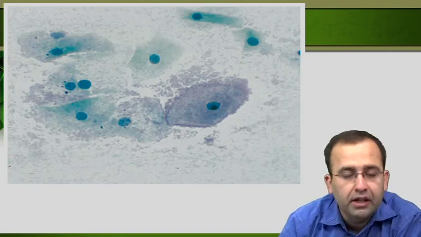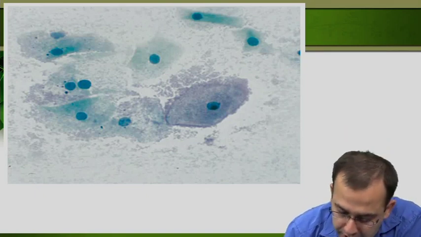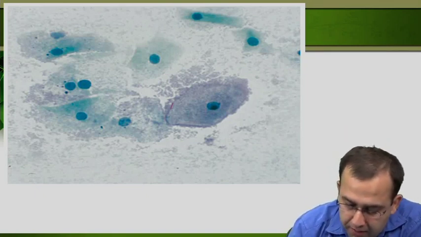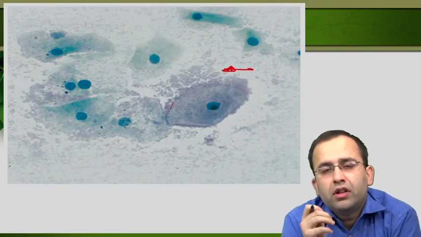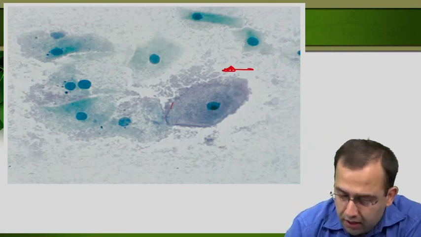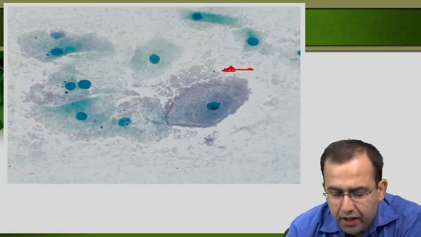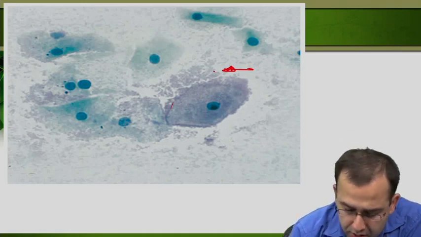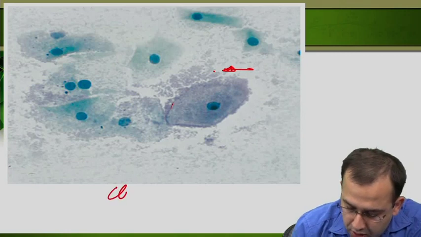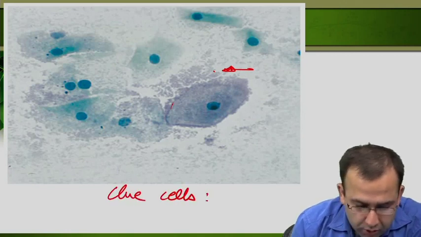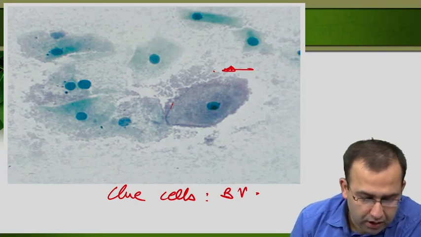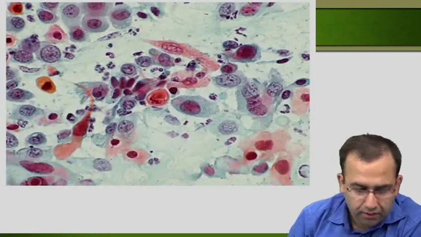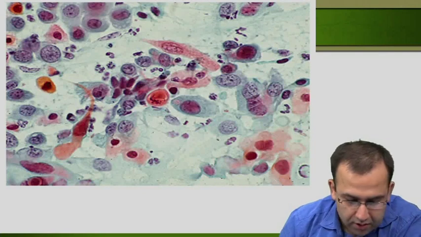Clue cells, bacterial vaginosis. What you see here is squamous cells with a lot of debris behind them. What is all this debris? These are the cocobacilli, which are present adhered to the squamous cells, so the normal boundaries are lost. Clue cells seen in bacterial vaginosis. Next, diagnosis.